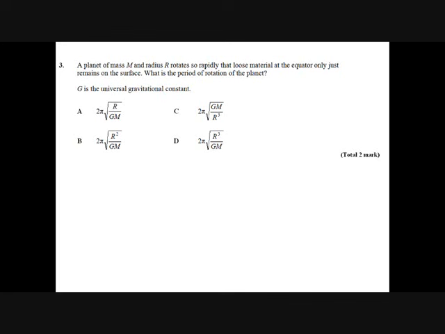Okay, this is a planet of mass M and radius R, which rotates so rapidly that loose material only just remains on the equator. So if you imagine we're looking down from the north pole of this planet, here's the equator, it's spinning so fast that the gravity only just about holds onto the material. This does have real applications when planets are being formed. If they rotate too fast, they sort of throw themselves apart.